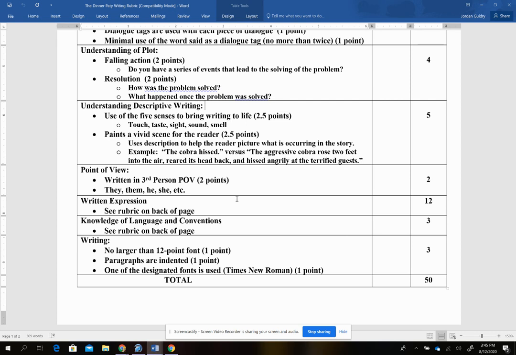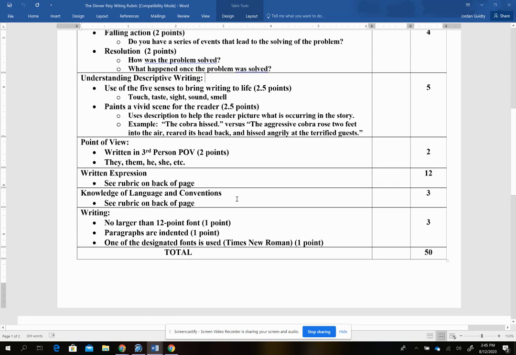Paragraphs are indented. So did you indent every single paragraph? That's 1 point. And then one of the designated fonts are used. I'm saying that you guys need to use Times New Roman. You can also use Courier New, but those are the two that are most common to use when writing.